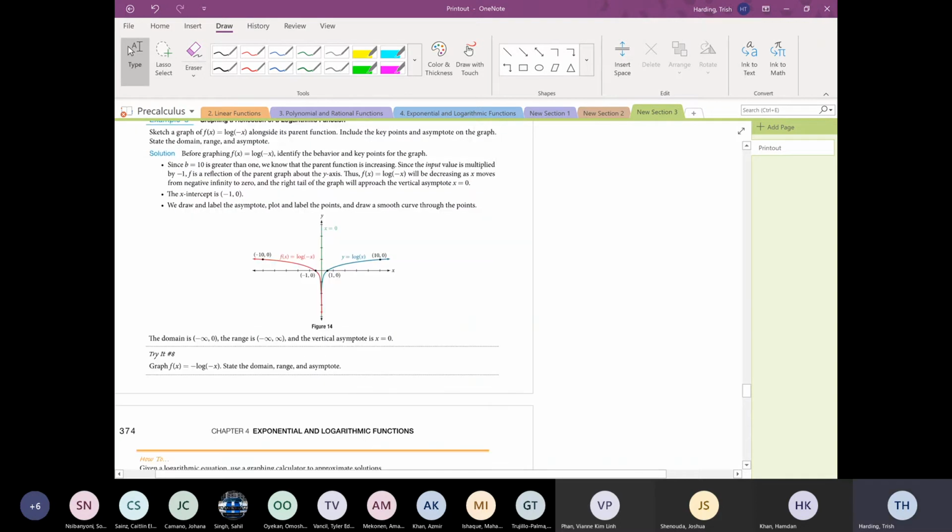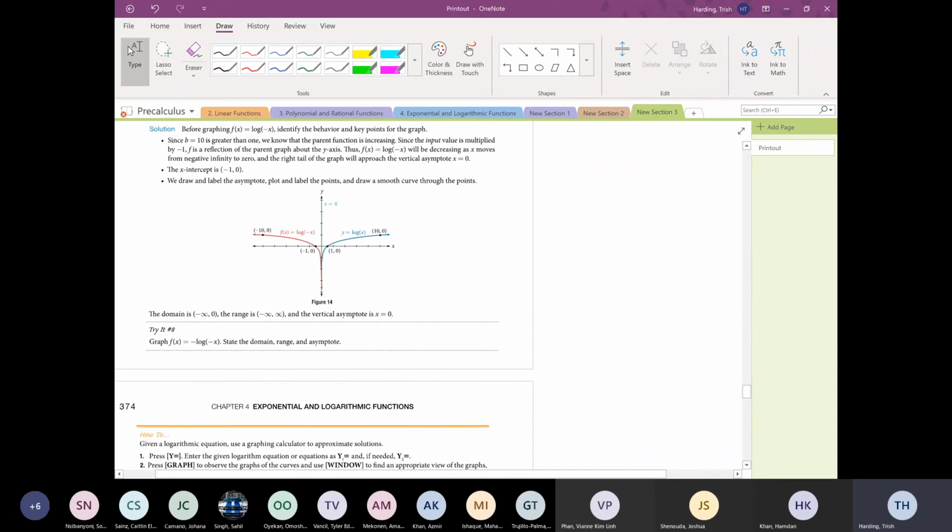So this is a reflection. Notice that everything was just reflected. So all of our x values, since it was moved across the y, all of our x values are now negative. Did not change our y values at all.